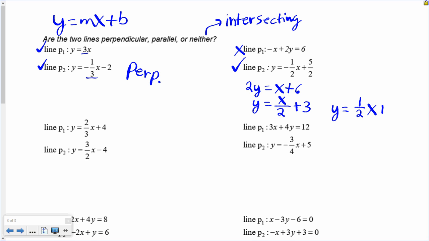Wait, do we have to do it like that? Yes, you do. You can also write it like this because dividing something by 2 is the same thing as multiplying times 1/2. This is actually more useful in determining what the slope is.